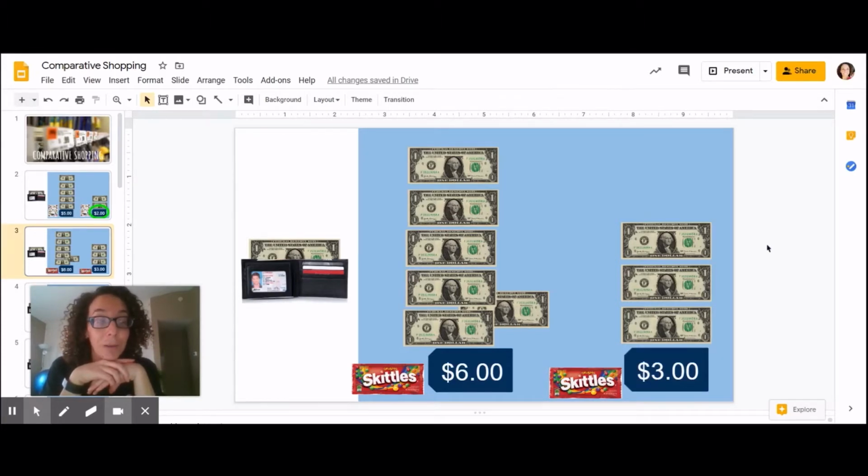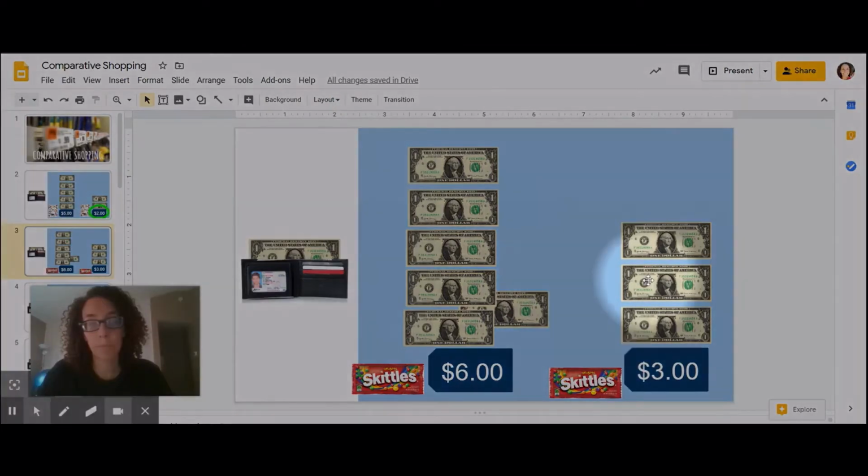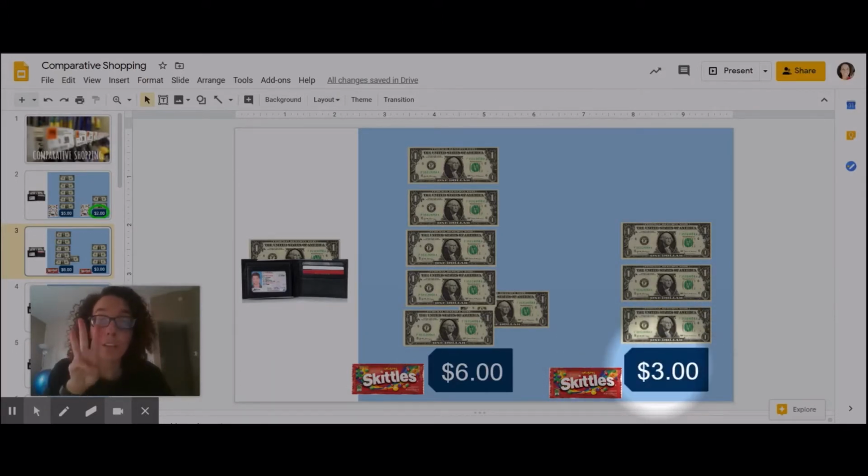I think you're right. I think the $3 tower is smaller. This one only goes to here, but the $6 one goes all the way to the top and it has an extra dollar. This one costs more money, so we don't want to buy that one. That one costs too much money. We want to buy these Skittles that only cost $3.